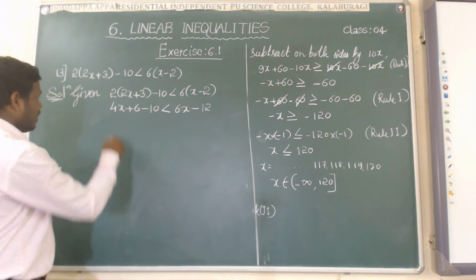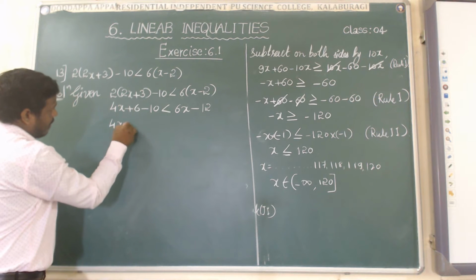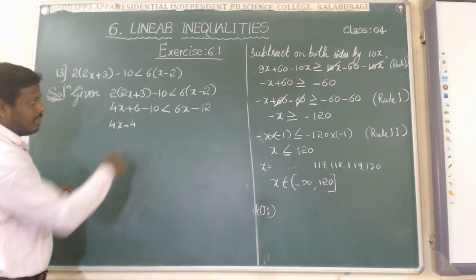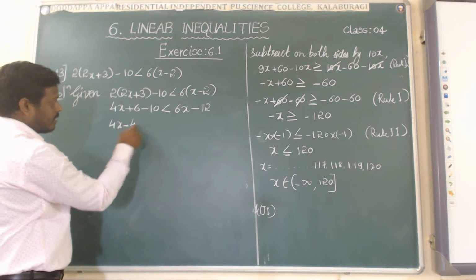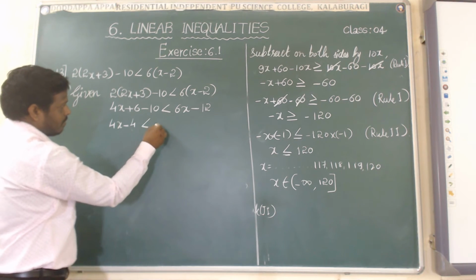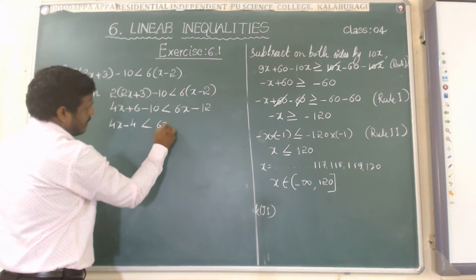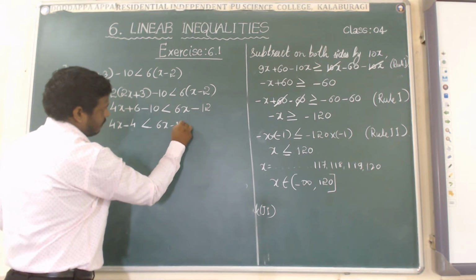So what will be coming here? 4x, minus 4 left here, plus 6 minus 10. Subtract and you will be getting the answer minus 4x. And you write this symbol as this one, that is 6x minus 12.